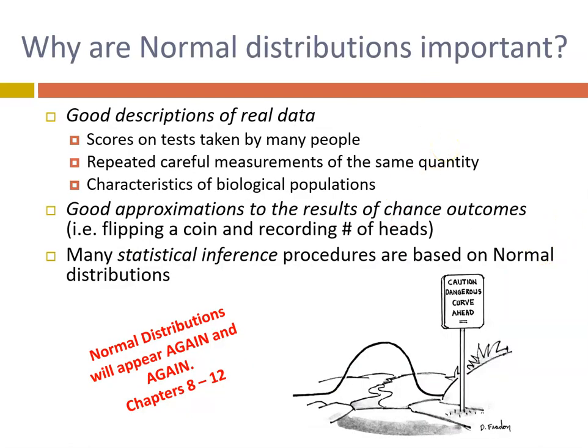Well, great question. I'd love to tell you. Normal distributions are good descriptions of real data, like real-life things. So like scores on tests that are taken by many people, repeated careful measurements of the same quantity, and characteristics of biological populations. It's also a good approximation to the results of chance outcomes, like flipping a coin and recording the number or the proportion of heads.